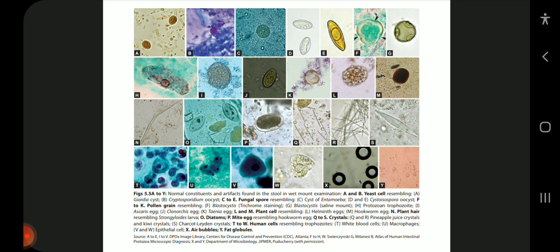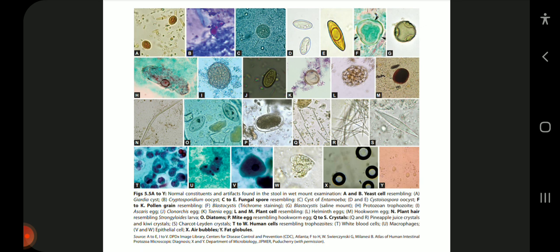N is plant hair resembling Strongyloides larvae. O is diatoms. P is mite egg resembling hookworm egg. Q to S are crystals. Q and R are pineapple juice crystals and kiwi crystals. S is charcoal laden crystals.